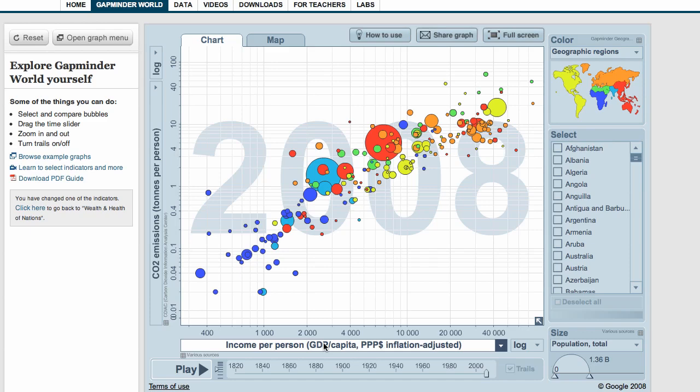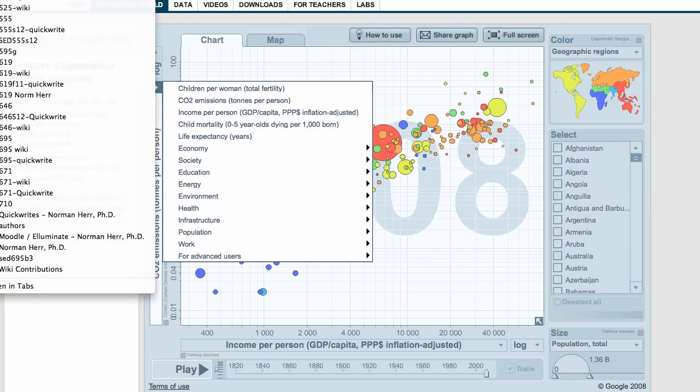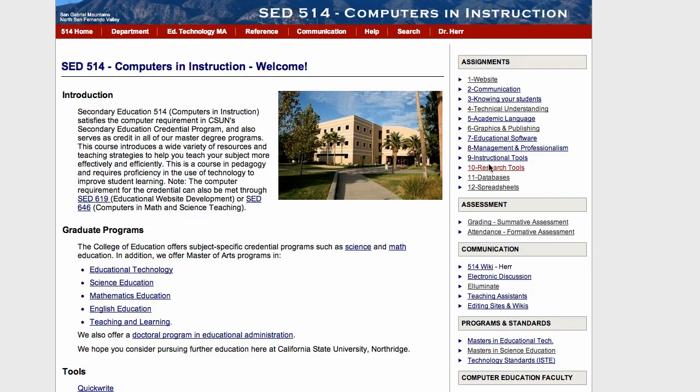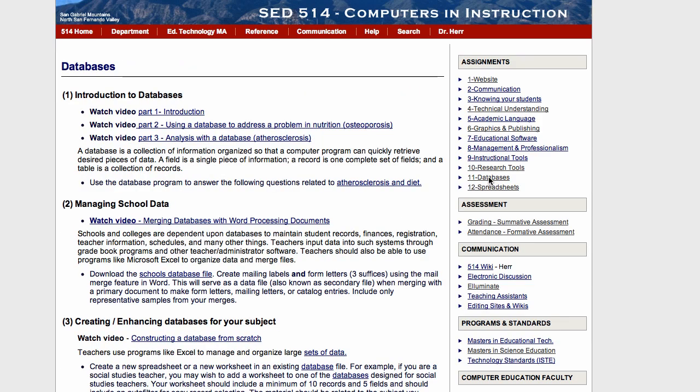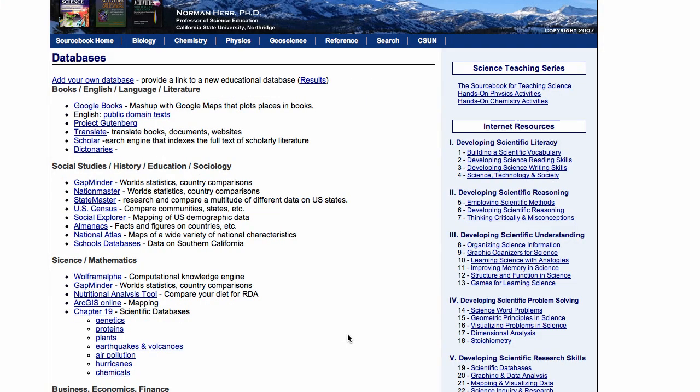The point is, a database like this can be used to investigate many, many different types of things. And so your goal is to choose a database of your choice, and develop some kind of a lesson plan that engages the students in research using that database. So I've put a number of them here for you to look at. If you're looking at the class website under databases and scroll to number 4, you will see that there's a lot of different databases out there on the web related to many different topics.